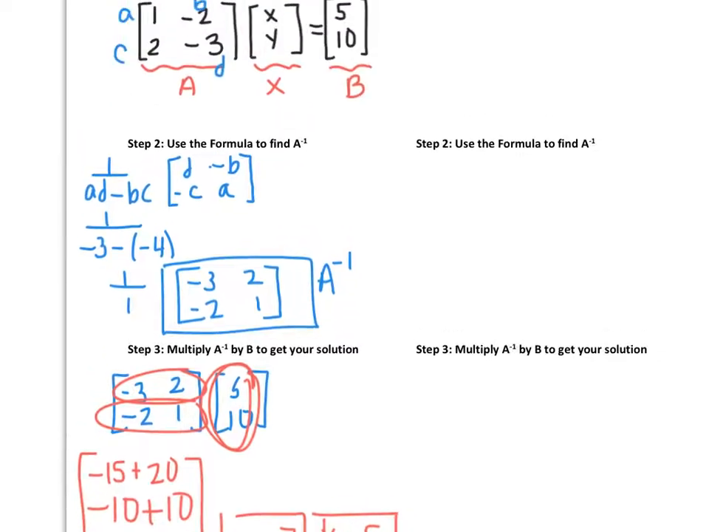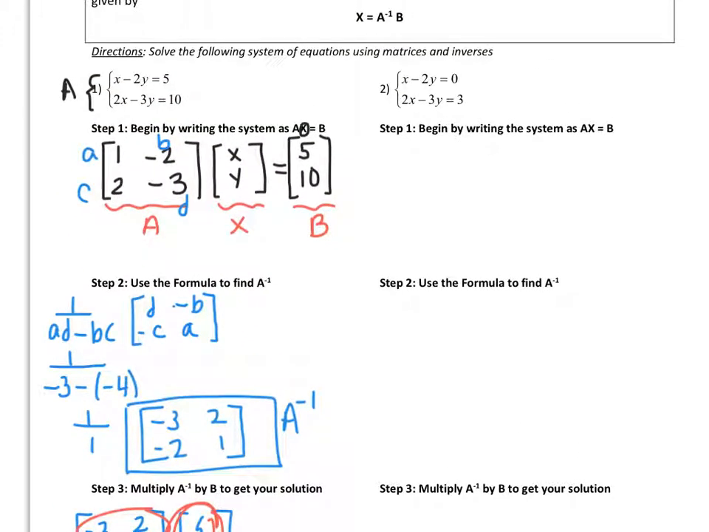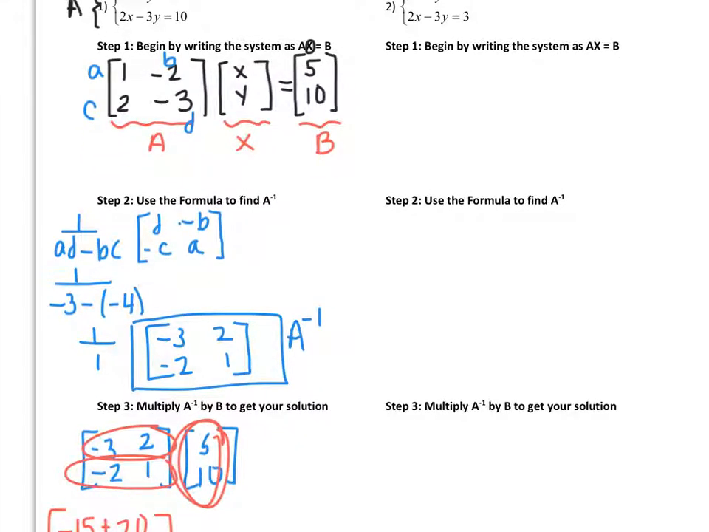Okay, now I'd like you to try the second example by yourself, following the same steps as I did here. So start by writing it as A times x equals b, using the formula to find the inverse, and then multiplying it to get my solutions. Alright, let's move on to a 3 by 3 matrix.